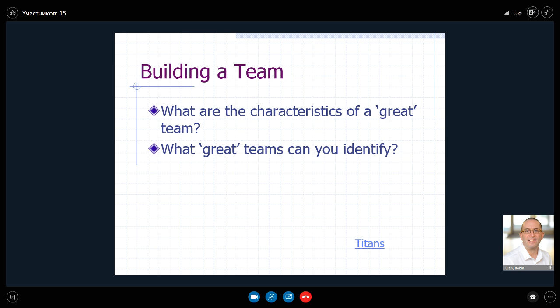You've most probably, during your entire university career, worked in teams at different points. Some of those teams you look back on and go, gosh, that was a horrible experience. Other times you've looked at them and gone, wow, that was fantastic. We really achieved a lot. So what do you think are the characteristics of a great team? And can you think of any great teams that you're aware of that you think are worth sharing with everybody?